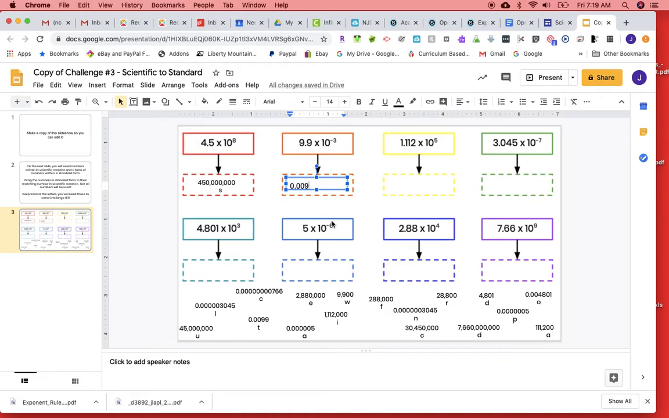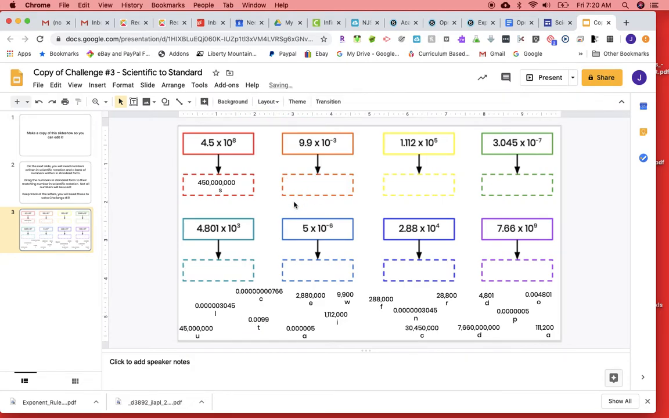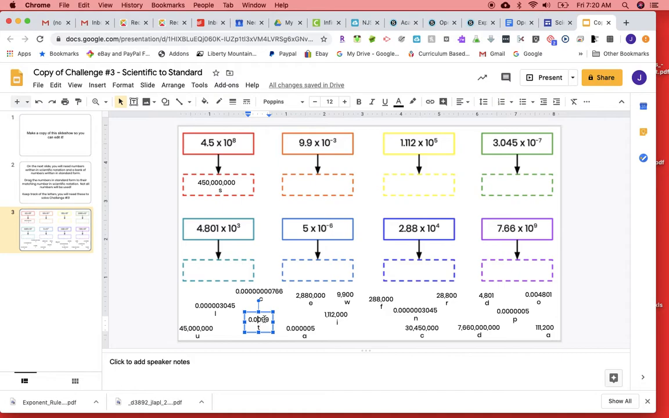So let's look for our answer down in the bottom. Oh, I forgot one more 9 in there. So it's going to be this one. Forgot that second 9. It's going to be this one, 0.0099. They match up. I'm going to delete this, and I'm just going to drag this up.